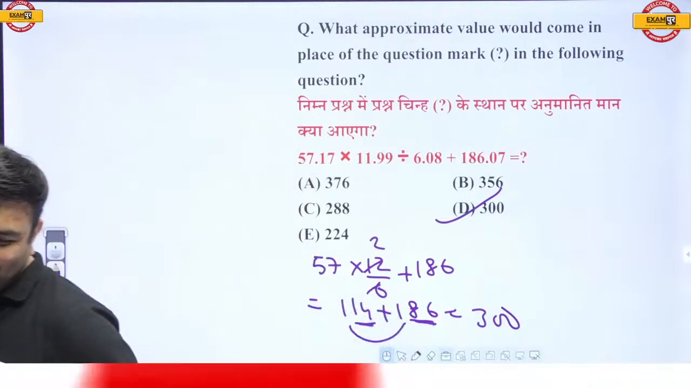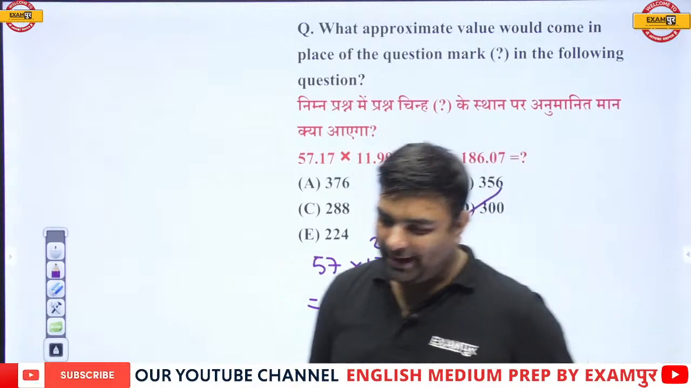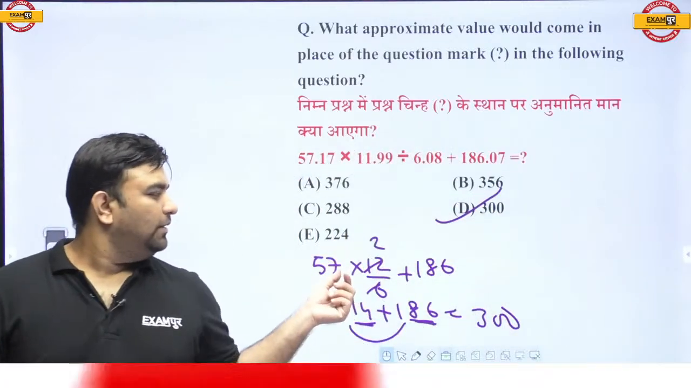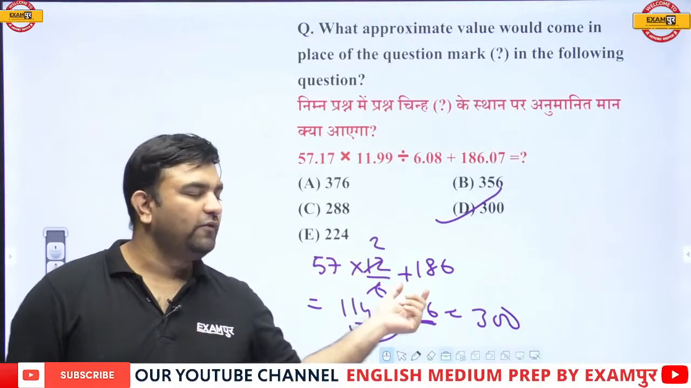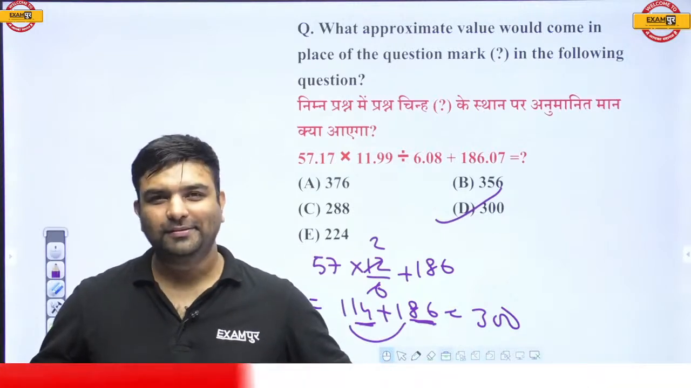Speed, guys. That is it. 12 divided by 6, 2. 57 into 2, 114. 114 plus 186 is 300. Gone. Nothing.